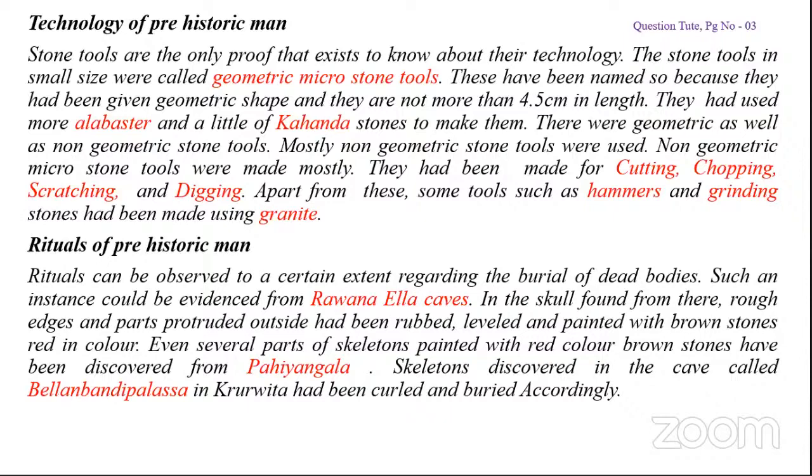See the information we wrote in the short note. In Pahiyangala, we find skeletons painted with the brown stones. So that had been included here. Sir, skeletons discovered in the Anuradhapura cave, sir, called Bellanbandipalassa in Kuruvita. That's wrong. So that answer is wrong. So we have to make it correct, because when I was just writing this one, that mistake happened.